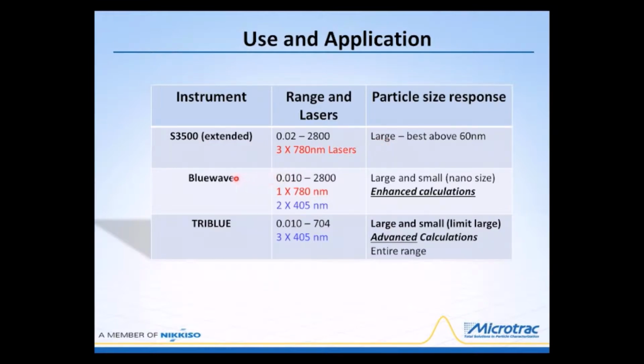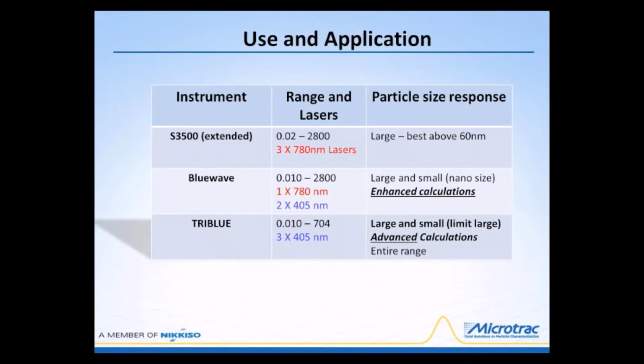We introduced the Bluewave to take advantage of 405 nanometer lasers, which are well into the blue region, and it has one 780 nanometer laser, and this will measure the large particles and the small particles. Now the Bluewave below a couple of microns has highly enhanced calculations, and this is to pull out the smaller particles using these two 405 nanometer blue lasers.